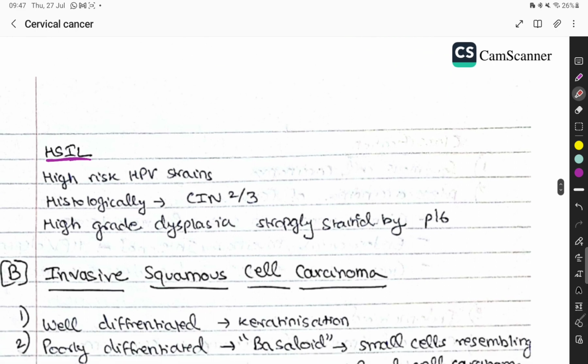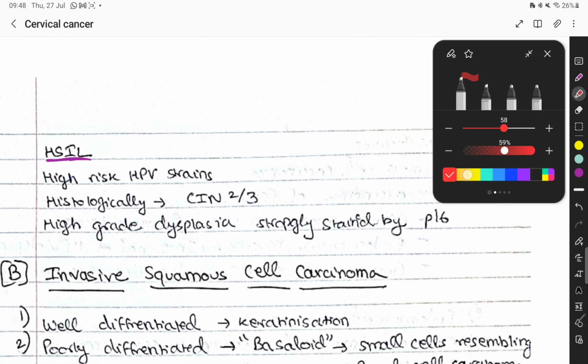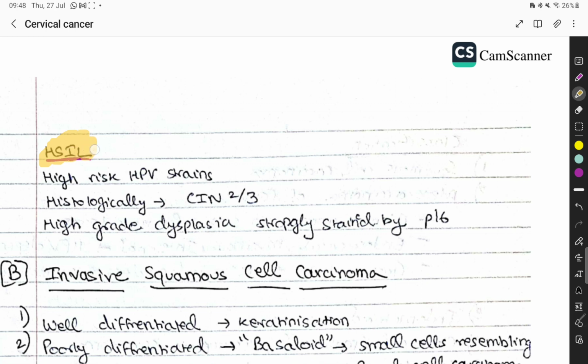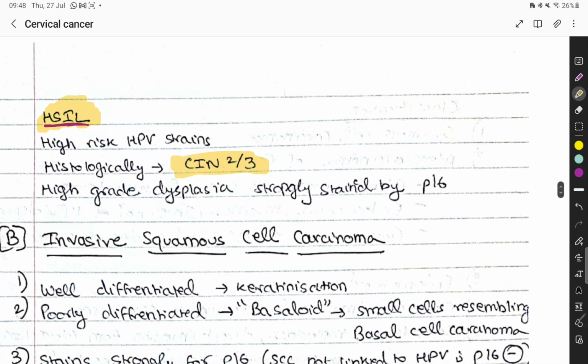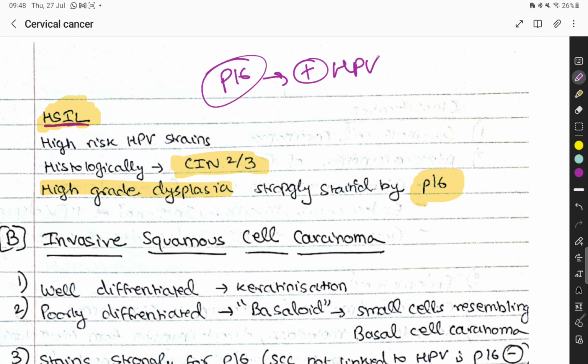Okay. Now HSIL. HSIL is caused by high-risk HPV strains. Histologically, it is CIN2 or 3, a high-grade dysplasia strongly stained by P16. If anything is stained by P16, it means it is HPV positive, because there was HPV. If it doesn't get stained by P16, then it is HPV negative and it was not because of HPV.